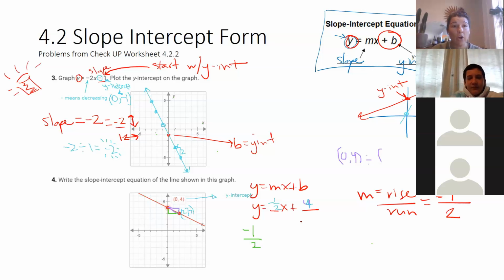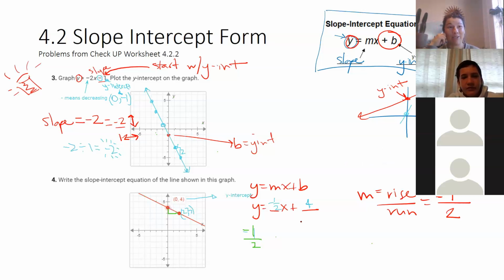Beautiful. Okay, which of these was more challenging for you guys? The first one or the second one? First one where you have to graph, or the second one where you're writing the equation? Which one was more challenging? They were both about the same for me, but maybe the first one.